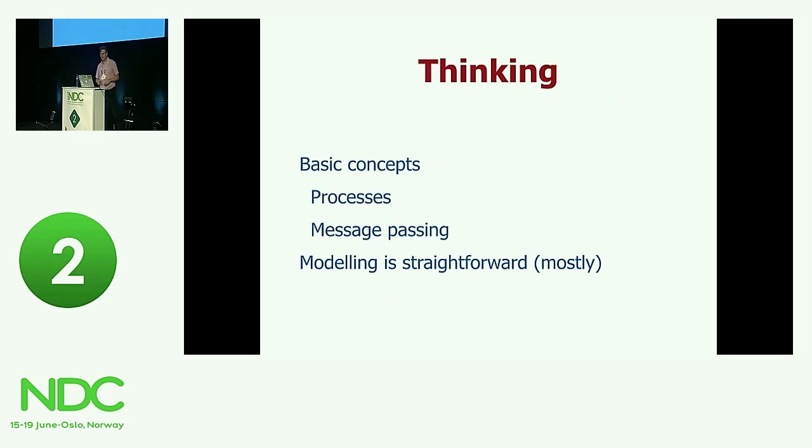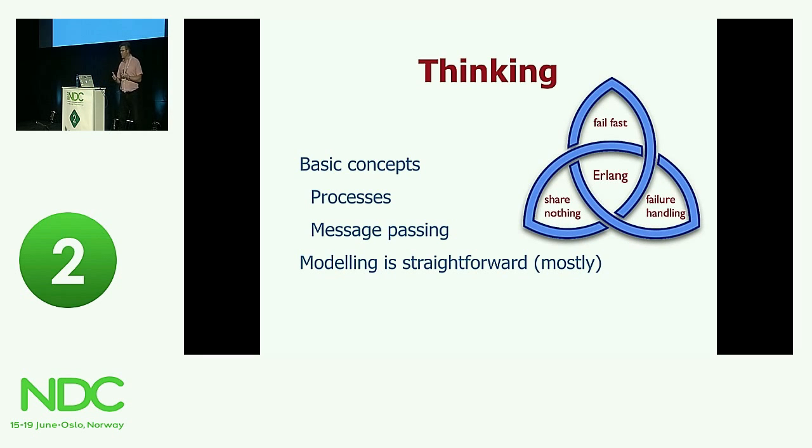So the basic concepts, and that's what I've focused on here, are processes, message passing, and the modeling, which in many cases is straightforward. We'll see with the merger if it's still straightforward. And just remember the golden trinity of Erlang. The same applies to Elixir. Share-nothing processes with message passing, fail fast, and failure handling. I'll do some other talks on that. And that concludes my talk. Thank you.